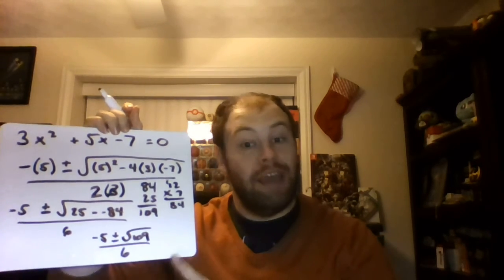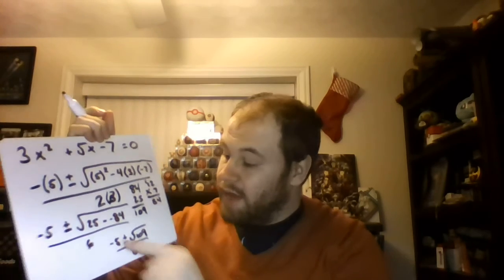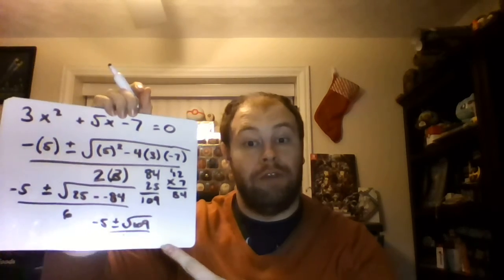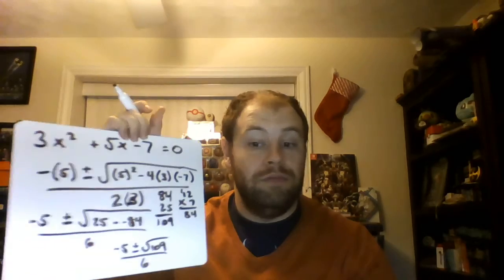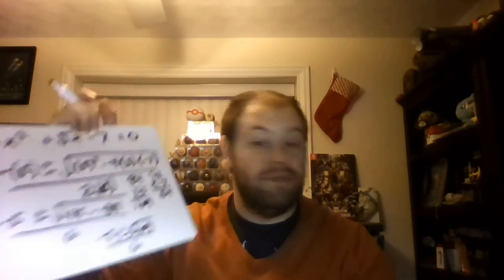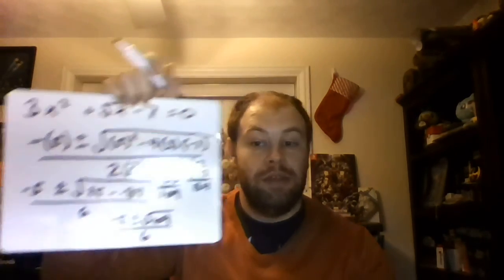We've got the answer. The answer to that trinomial, the value of x, is negative 5 plus the square root of 109 over 6 and negative 5 minus the square root of 109 over 6. And there you go. That's an acceptable answer if you use the quadratic formula. So there you go. Now you can solve any trinomial that you possibly can, because of this equation here.